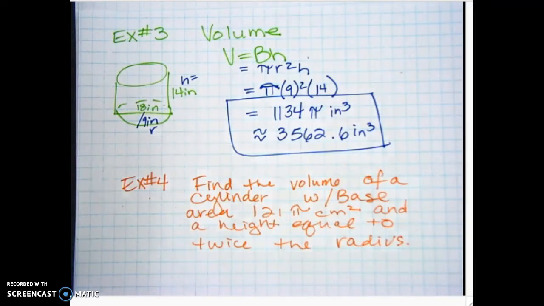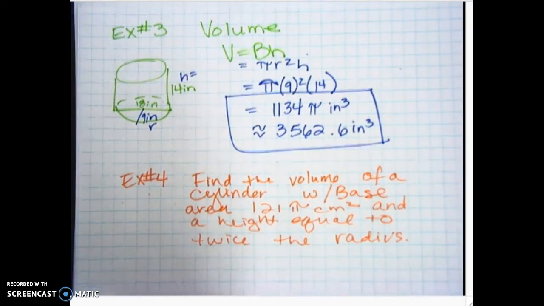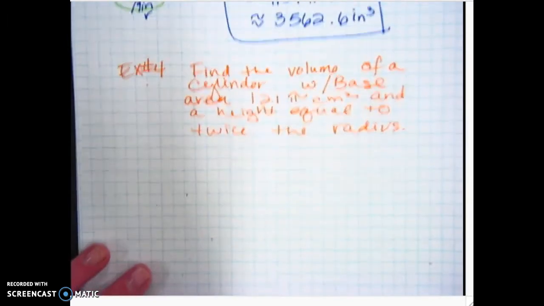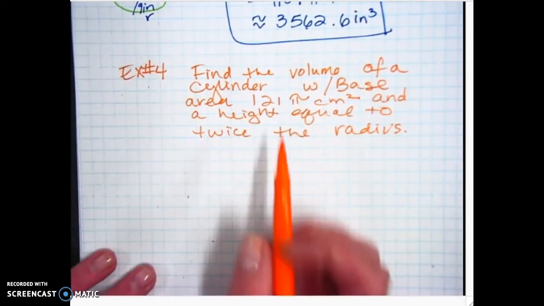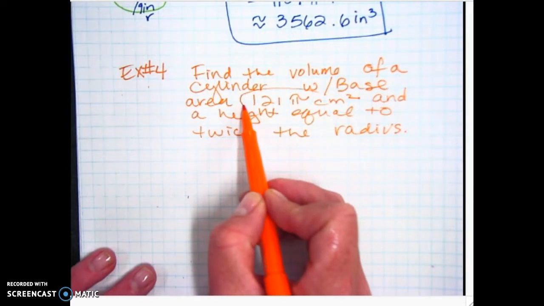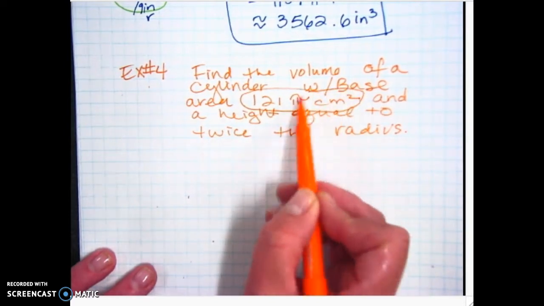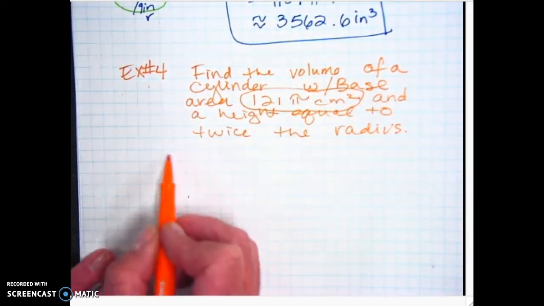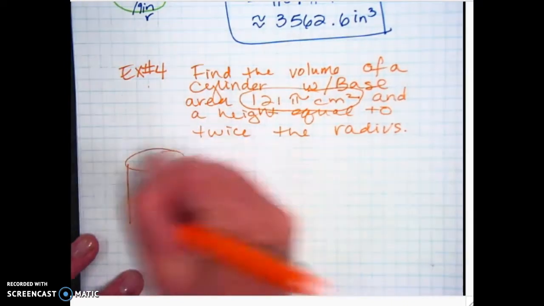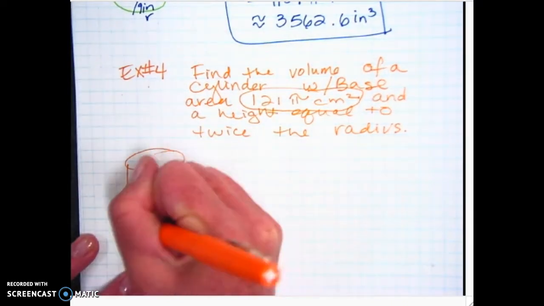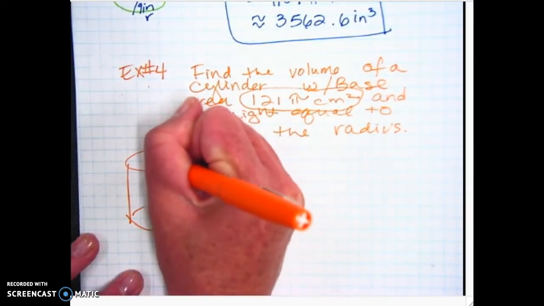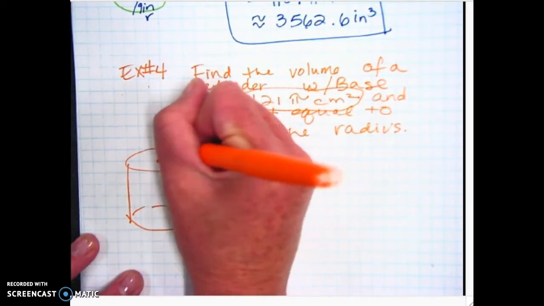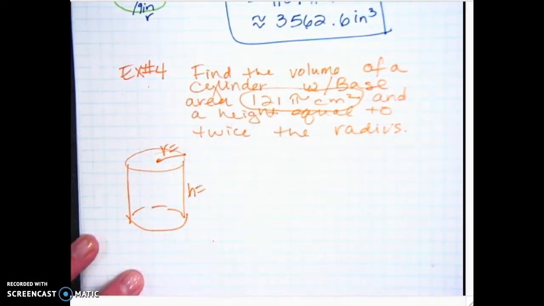Okay, so we need 2 pieces of information, right? We need a radius and we need a height. They didn't give us either. Okay, because they didn't give us either, we need to find both of those 2 pieces of information with just what they gave us, just this 121 pi centimeters squared. So let's draw a cylinder. We need our r and we need our h.